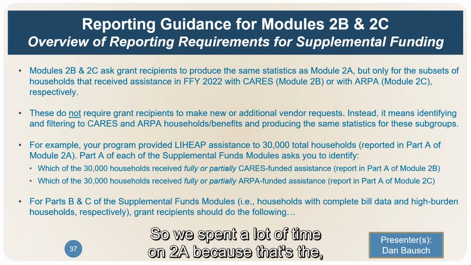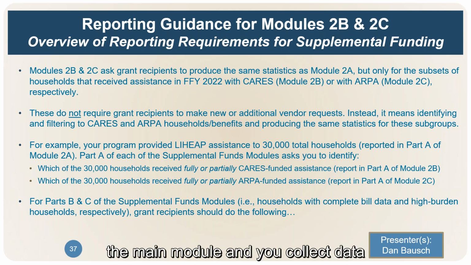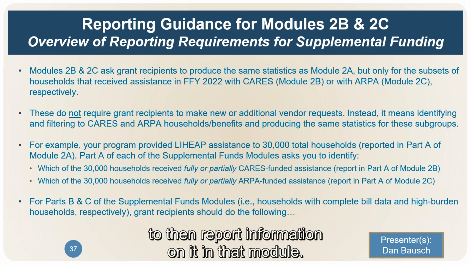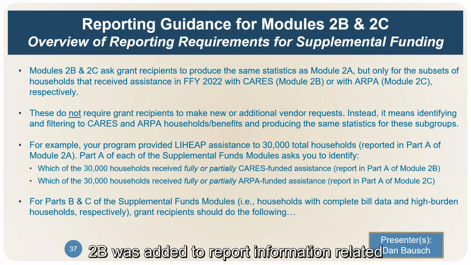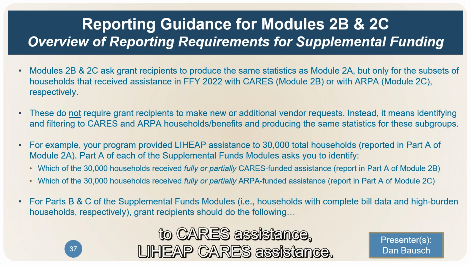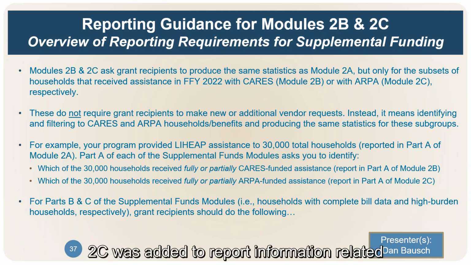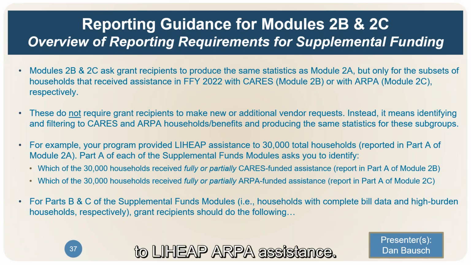Okay, so we spent a lot of time on 2A because that's the main module, and you collect data to then report information on it in that module. When we turn to 2B and 2C, those are the added tabs. 2B was added to report information related to CARES assistance, LIHEAP CARES assistance. 2C was added to report information related to LIHEAP ARPA assistance.